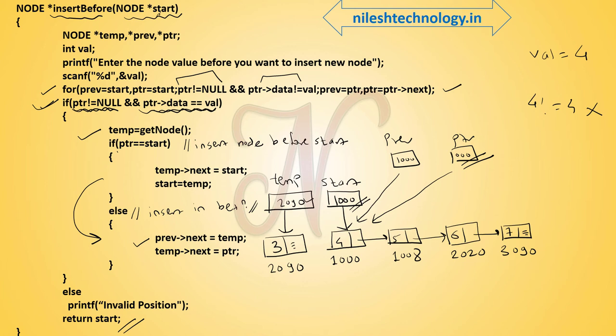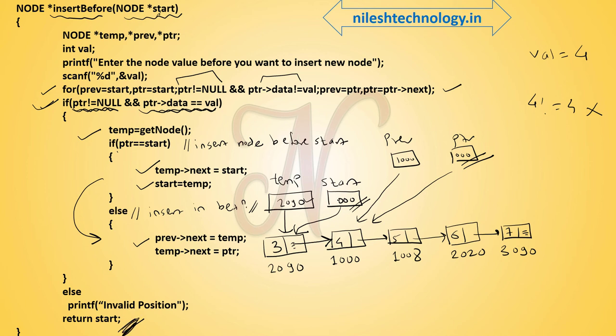Okay, so the meaning is that we insert a node before the start node. So these two expressions are evaluated. Temp of next equal to start. So temp has the value 3. So this next is pointing to this start, and start equal to temp. So here start is pointing to this temp. Okay, and here return the start.